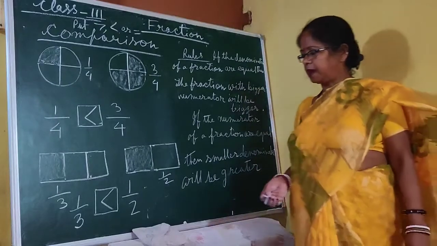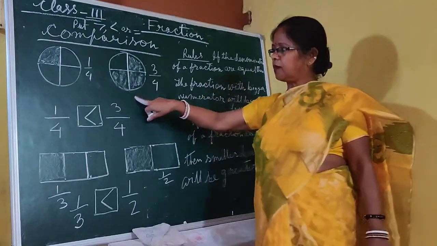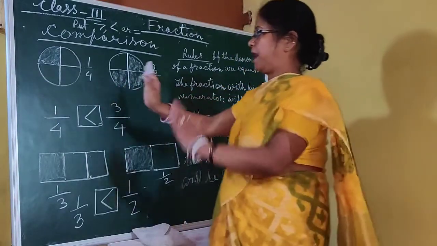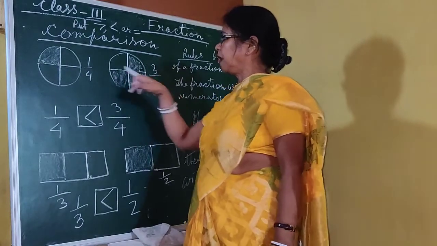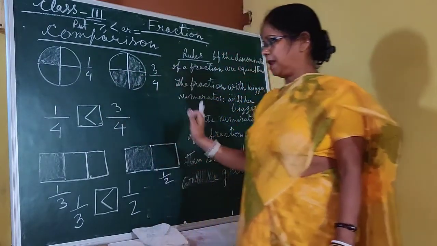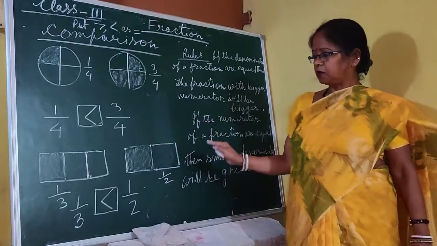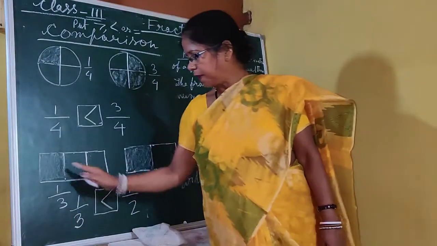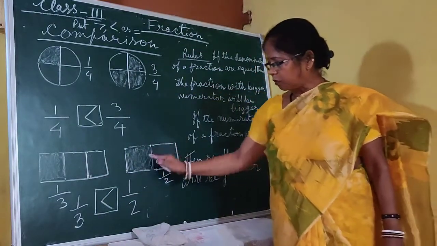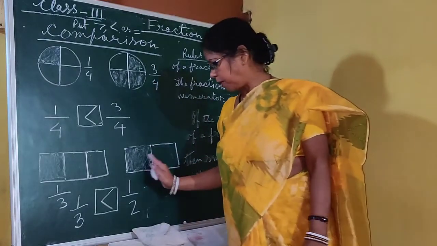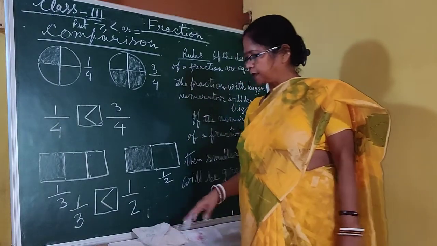And parents, please see the video again and again and explain it. The earlier one is easy to understand because of the same denominator, so equal parts. Here also 4 equal parts. So the comparison is easy: 1 or 3, which is greater? 3 is greater, it is easy. But here the denominator is different. One has 3 equal parts, one has 2 equal parts. 1 by 3 means 1 part out of 3, and 1 by 2 means out of the same cake, 1 part out of 2. So naturally 1 by 2 will be greater. That is the difference. So these are the rules. Then next I will explain.